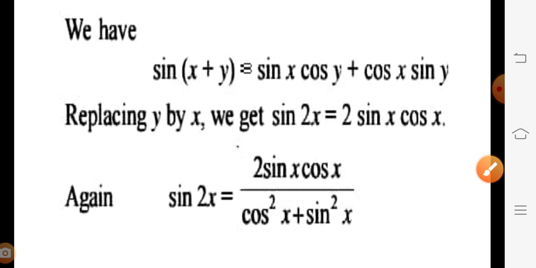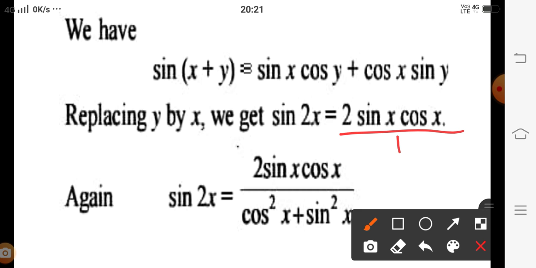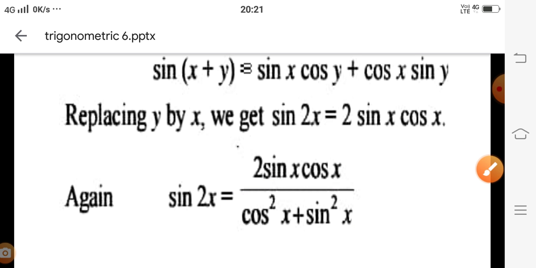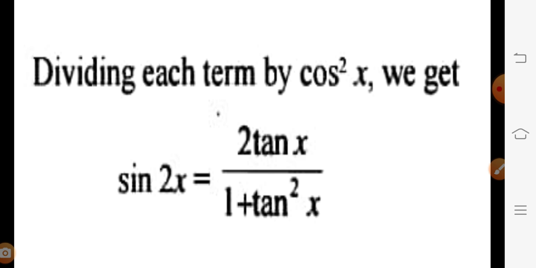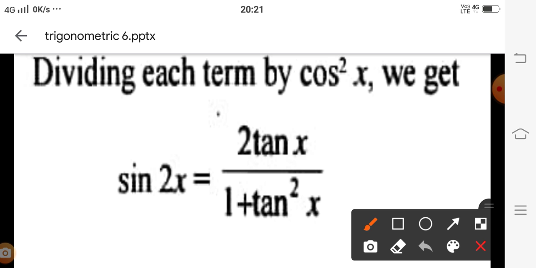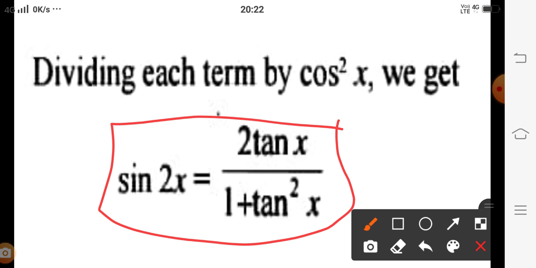And if you have to replace in terms of tan, then this value is written as 2 sin x cos x upon 1, and in place of 1 we are using the basic identity of sin square x plus cos square x. And if you are doing this, then we need the value in terms of tan. Then what we have to do, if you are multiplying and dividing by cos square x, then we get the reduced form as 2 tan x upon 1 plus tan square x. And this is the value for sin 2 theta in terms of tan theta.